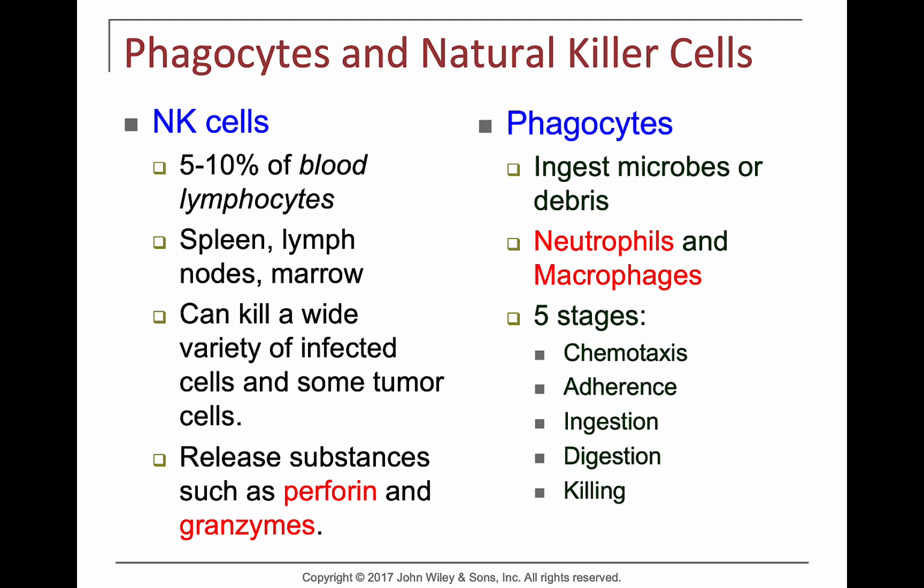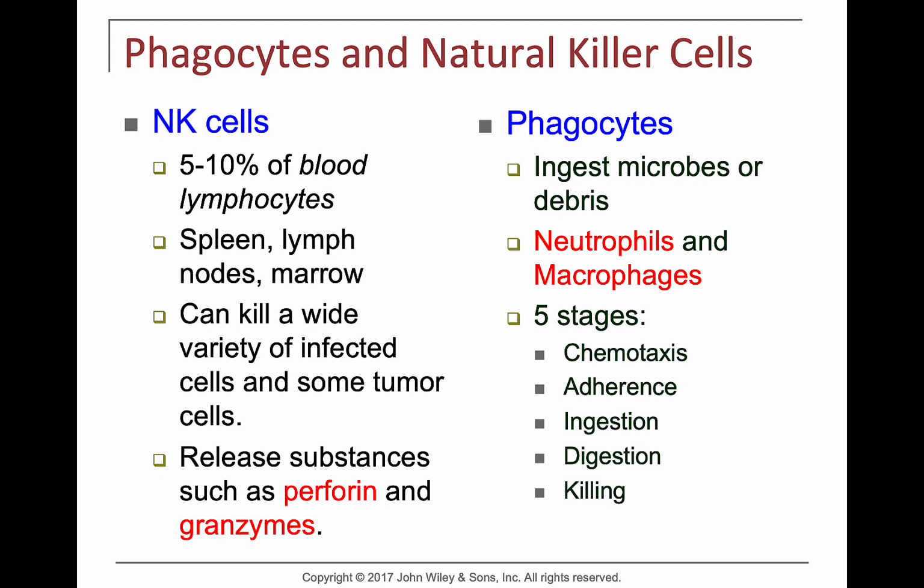Natural killer cells tend to be less common in blood, and they tend to live in lymph nodes, bone marrow, and the spleen. And these natural killer cells kill infected and tumor cells. They do this by producing a protein that perforates bacterial cells, and then an enzyme that enters called granzymes that can kill the cell from within.